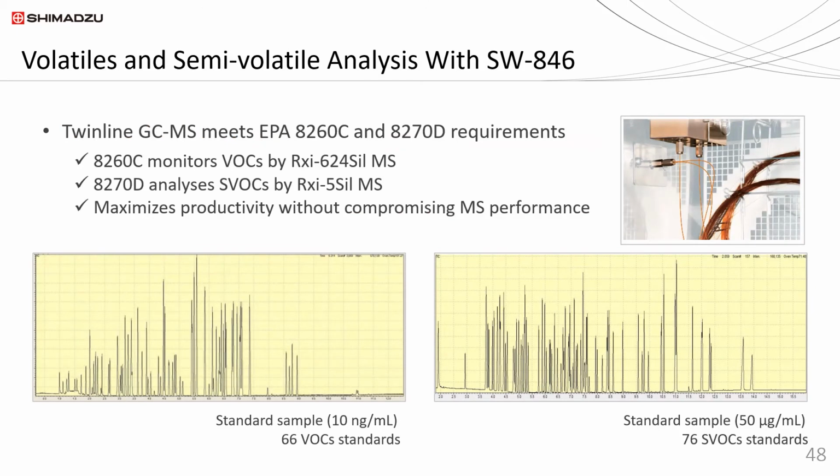For the application of EPA method 8260 and 8270 under the SW846 compendium, two different types of column are required to fulfill the analysis of volatile and semi-volatile compounds. Having this in mind, the Shimadzu twin-line system enables the attachment of two columns in the GC oven, with both connected to the same mass spectrometer. This setup can increase productivity of routine analysis since it minimizes downtime resulting from GC column changing.